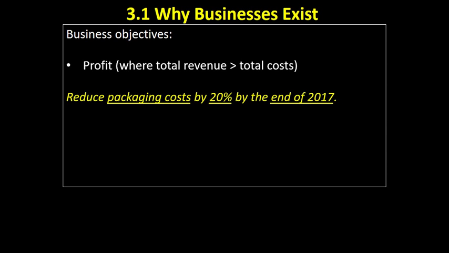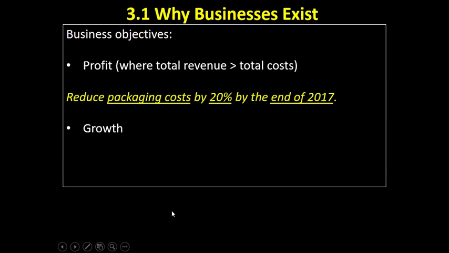We've taken this quite vague aim of making a profit, and we've said, right, well, what are we going to do to contribute towards that? We're going to reduce our packaging costs. That's very specific. By 20%, it's measurable. And by the end of 2017, it's time constrained. Is it agreed and realistic? Well, it depends on the context of the business and how that objective has been set. But that gives you an idea of how we can make our aim of making a profit a little bit more clear in how we're going to do it.